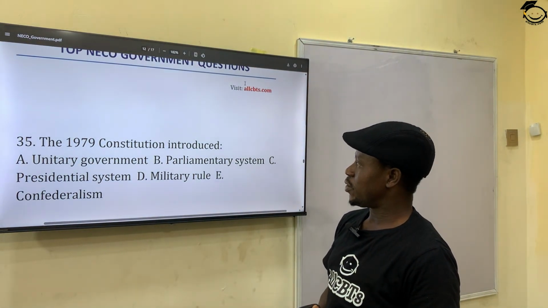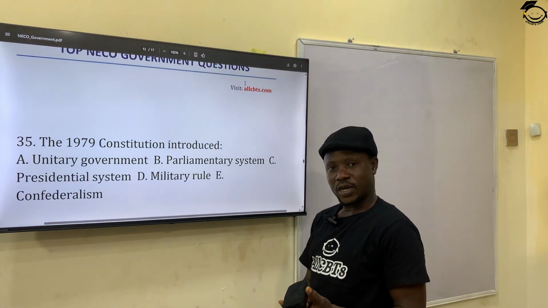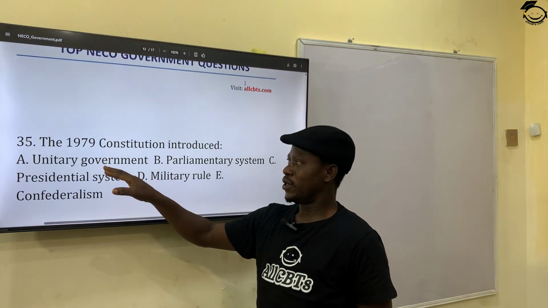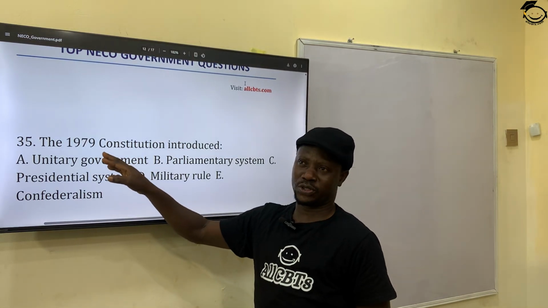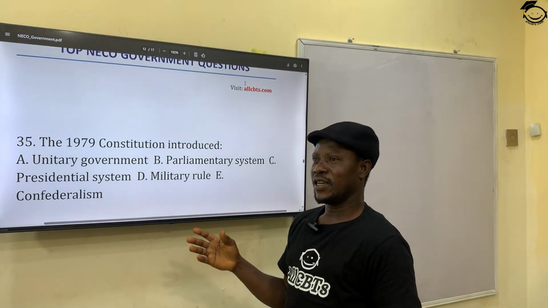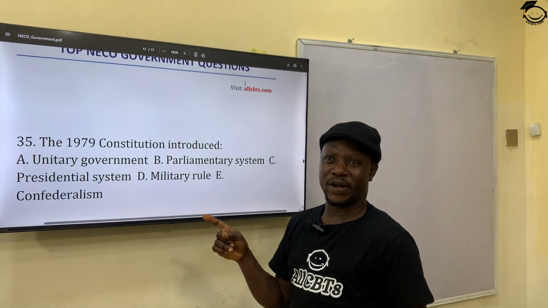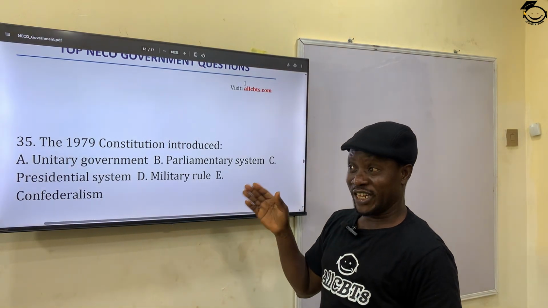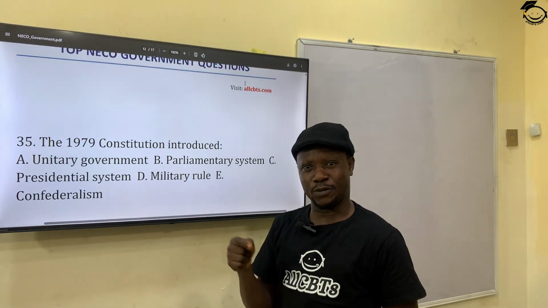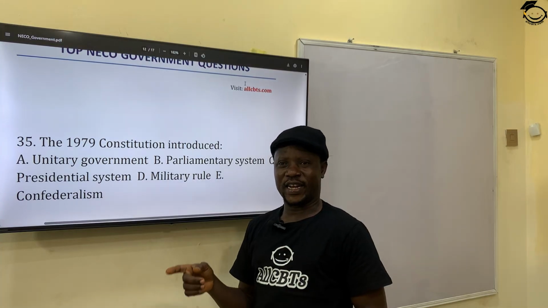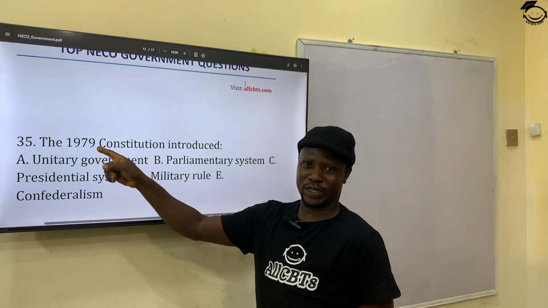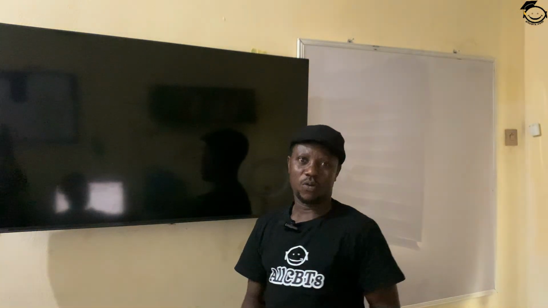The 1979 Constitution introduced... Now, if you have a little background about constitutional development in Nigeria, you remember that this constitution was promulgated by the Murtala Obasanjo military regime. Okay, and this gave back to the Second Republic of Nigeria when we had Alhaji Shehu Shagari as the president.